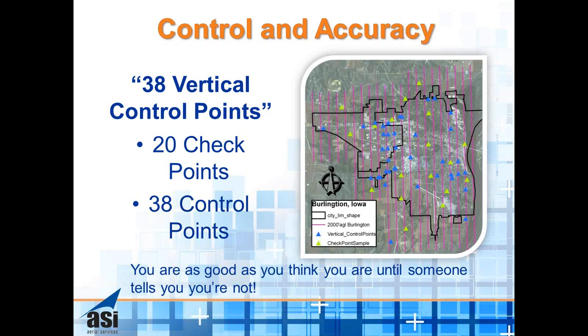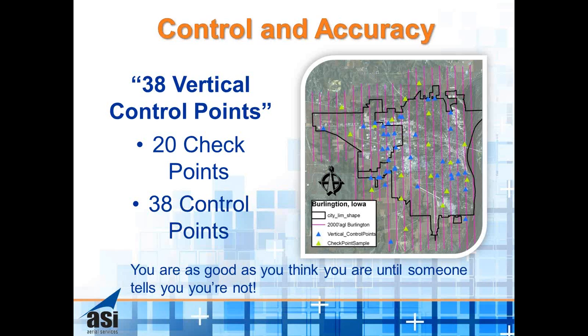For getting that accuracy, we use what's called control. So we'll set vertical control points and we'll set checkpoints. As the caption reads, you're as good as you think you are until someone tells you you're not. Knowing exactly where this point cloud of data exists is crucial to the success of the project. So I've got this point cloud. I've gone in before I start flying and I set these control points so I know exactly where they are.